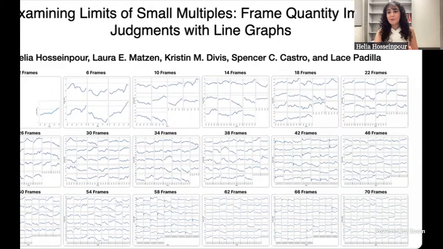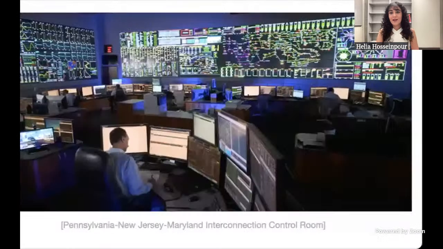So today I will be presenting our recent research on examining the limits of small multiples, focusing on how frame quantity impacts human judgment with line graphs. Imagine you're an energy grid operator monitoring dozens of small multiple frames, displaying real-time power output across different regions. You only have seconds to spot potential issues, but as the number of frames on your screen increases, so does the challenge of making accurate decisions.